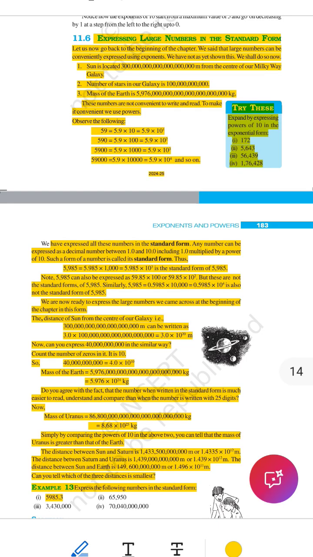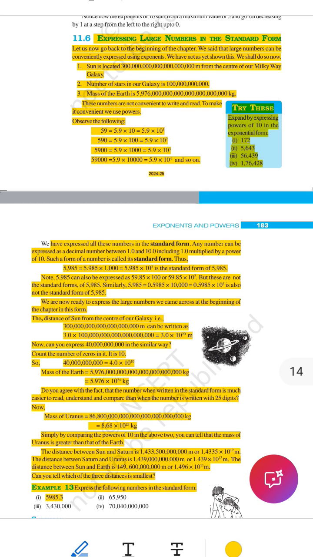Absolutely. Here's a clean, clear, and complete theory notes page for you, based on the concept of expressing large numbers in standard form. I've broken it into simple bullet points with explanations so that it becomes easy to read, remember, and revise later. Notes: expressing large numbers in standard form. 1. Need for standard form. Large numbers like 300,000 are hard to read, write, or say. Standard form helps us write such numbers in a short, clear, and easy way.